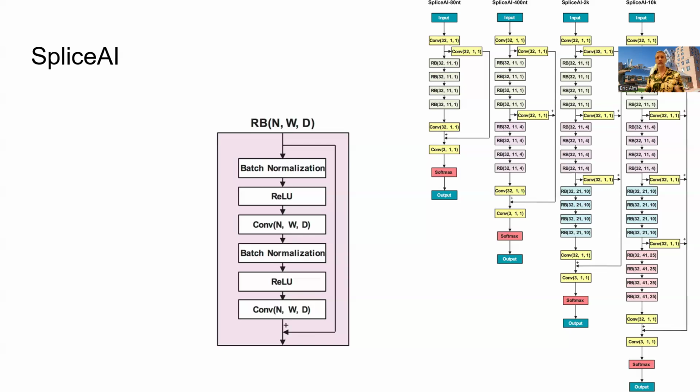ReLU, again, that's our nonlinearity, so that's our activation function, and then we have our convolution. You can see this motif is repeated twice, and then you can see that arrow coming down and joining up again. And so this has got one of those residual or skip connections, and that also helps train these much deeper models.